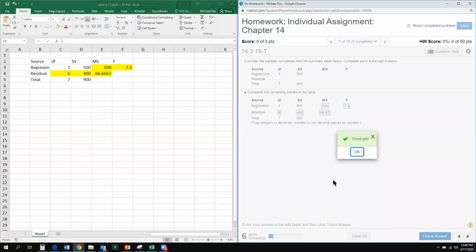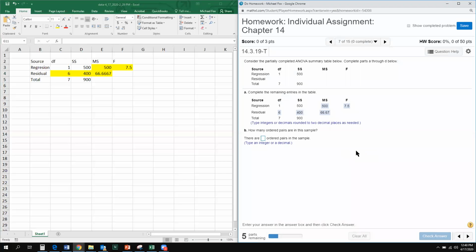There we go. So again, the MS column is just taking the SS column divided by the DF column. And then the F column is taking our SS regression divided by our SS residual over the DF, or degrees of freedom per residual. And that'll give us our F statistic there.